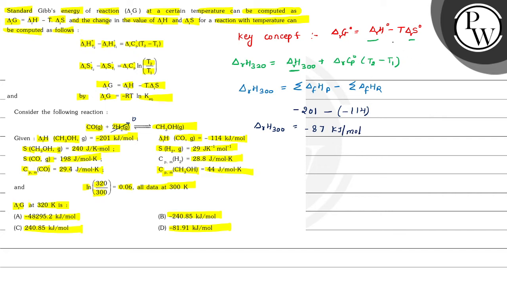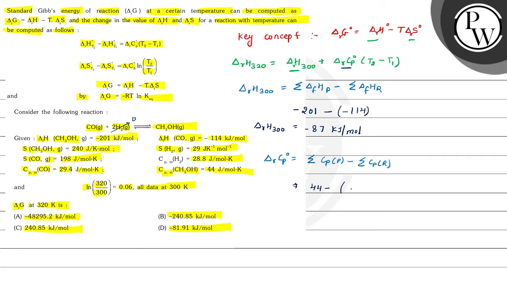Now we have to calculate the value of this Cp value. That means the standard molar heat capacity of this reaction at constant pressure. So here we can write that this del R Cp naught is equals to summation of Cp at product side minus summation of Cp at reactant side. Now we can substitute the values here. So at product side here CH3OH is present and the value is 44, minus at reactant side here CO and H2 are present.